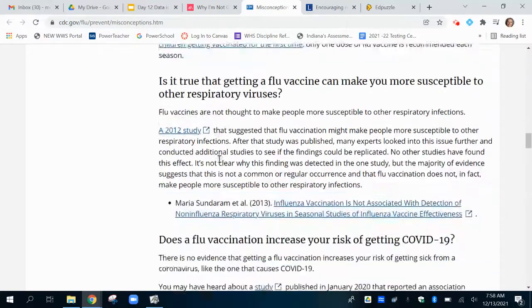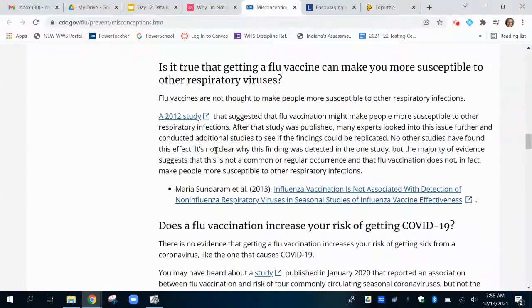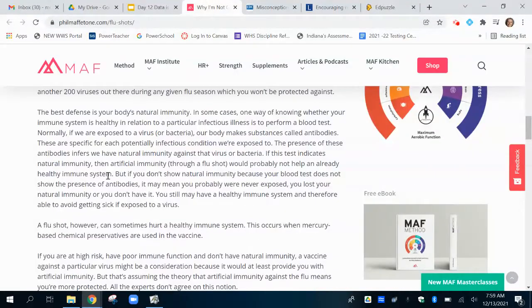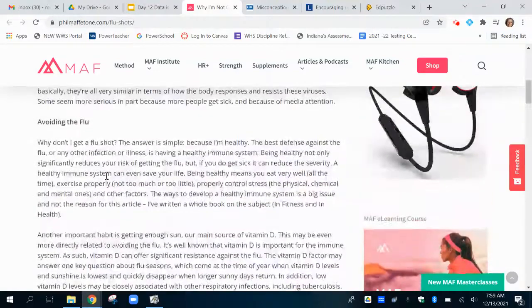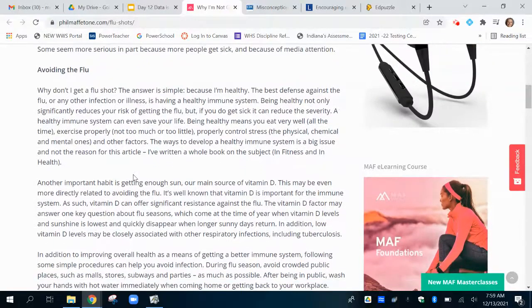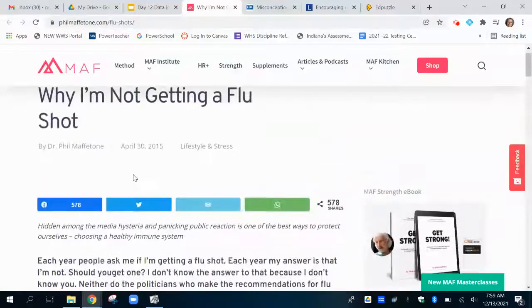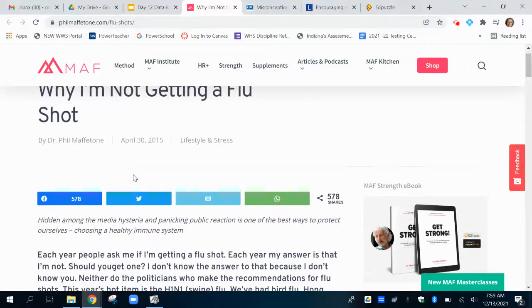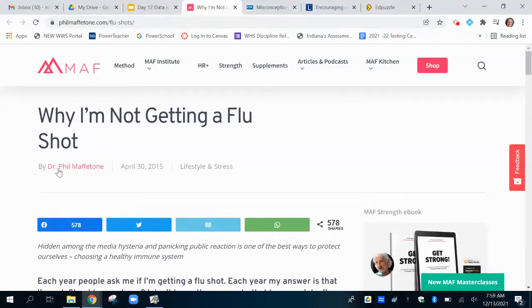Some other things that we might notice is that we have some very clear statements in here. This is saying flu vaccines are not thought to make people more susceptible to other respiratory infections. Whereas here, you'll see a lot of things like why I don't get that, here's what I think about it. Okay, this is a person's opinion on it. And in fact, if you do some more looking, you'll see some typos. That might be a key element here.